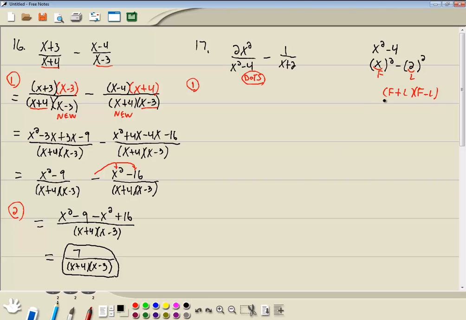Now everywhere there's an F in my formula, I'll put in x, and everywhere there's an L in my formula, I'll put in 2. So we got x plus 2 times x minus 2. Okay, so we got x plus 2, x minus 2.